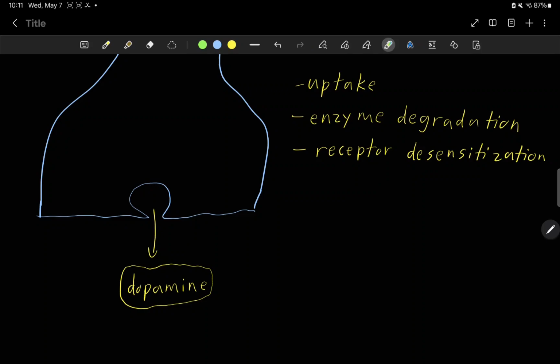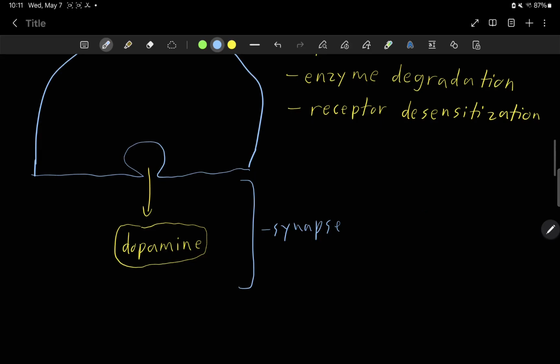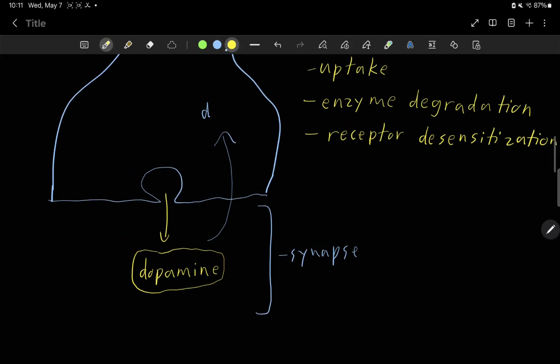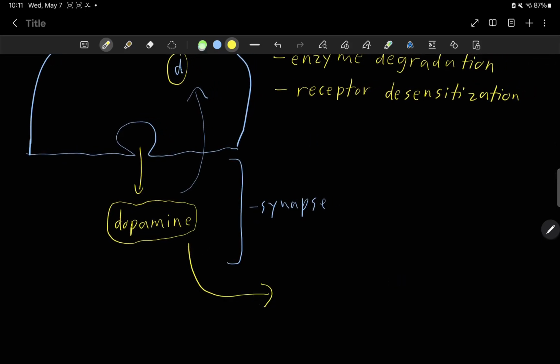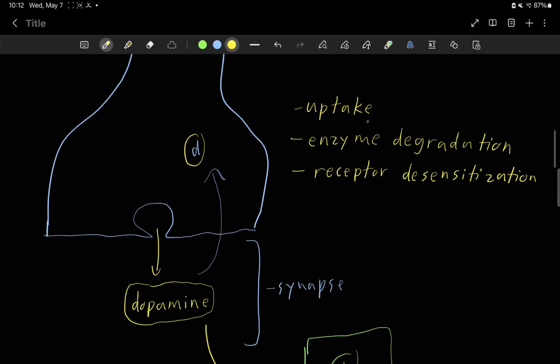Alright, so the first main termination mechanism is uptake. So now that you have dopamine in your synapse, one way it can get terminated is by getting reuptaken into different cells and stored there so it can be used later on. So your dopamine can be reuptaken into the presynaptic neuron which just released it, and then it can get stored inside there for later use. Or it can get uptaken into non-neuronal cells, so just other types of cells, and get stored there for later use. But the general idea is the same. It gets uptaken into cells and stored there until it's needed. And that's uptake. Pretty simple.